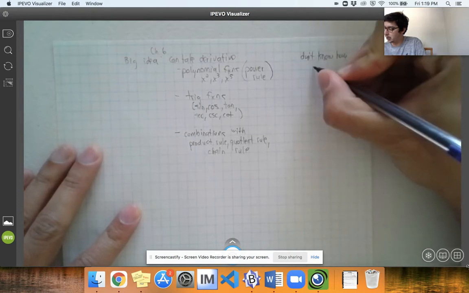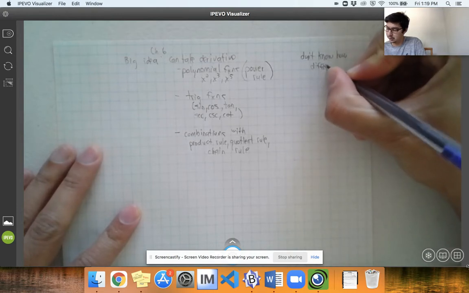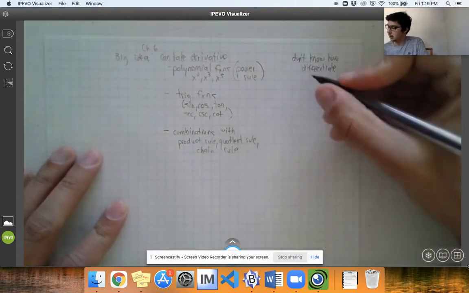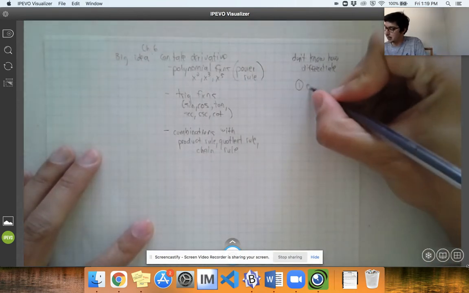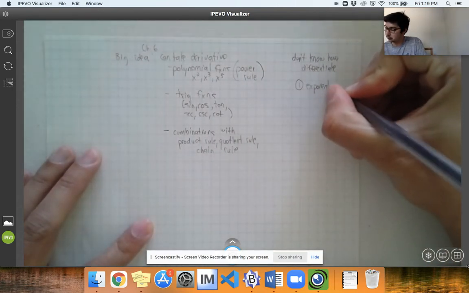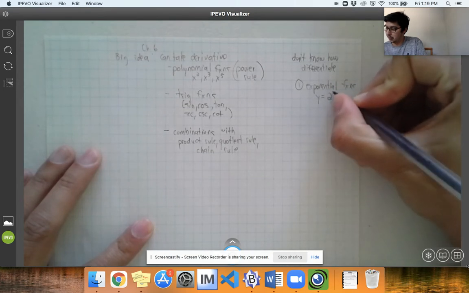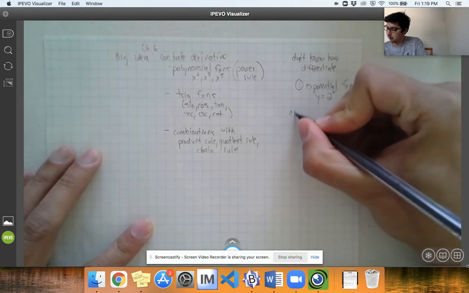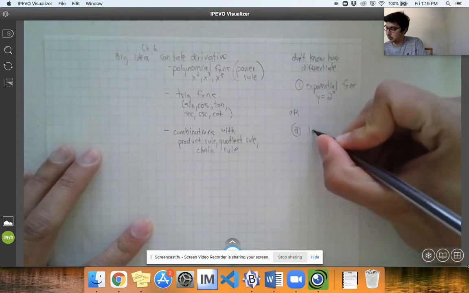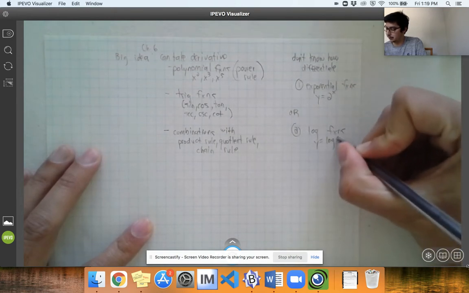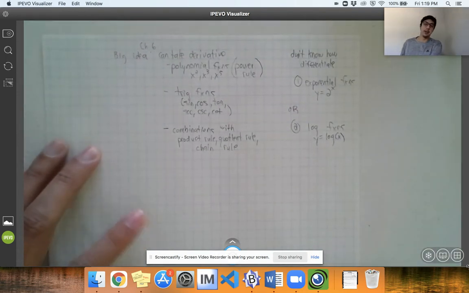But yes. Now, we know how to do these, but the big idea is we don't know how to differentiate, which differentiate is just another word for taking the derivative of something. Two things, and that is exponential functions, such as y equals 2 to the x, or we don't know how to do log functions, such as y equals log of x. And in this chapter, we're going to learn about those too.